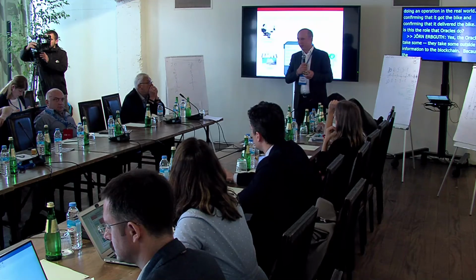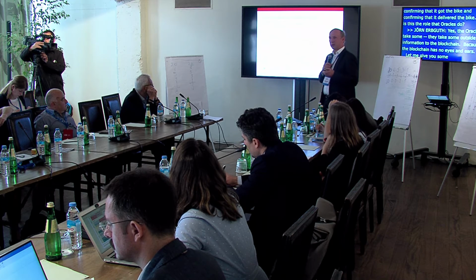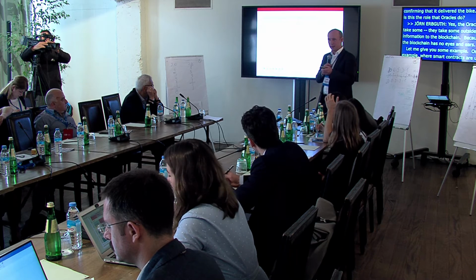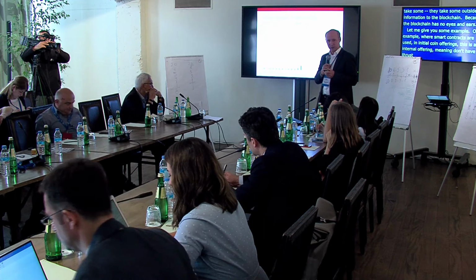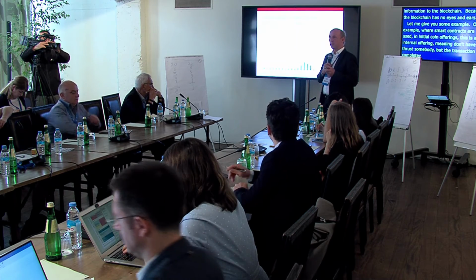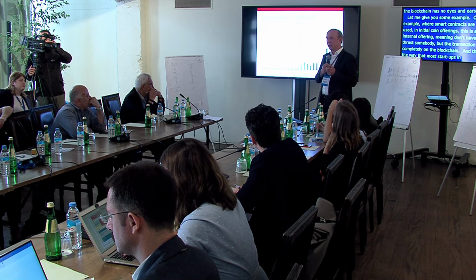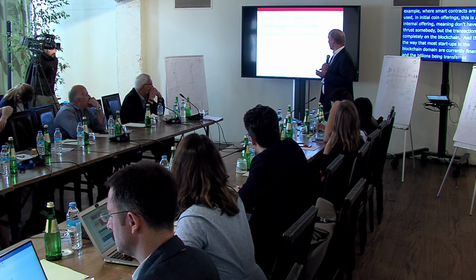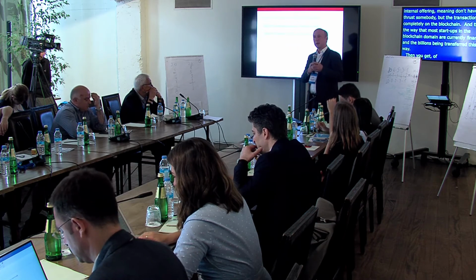Because the blockchain has no eyes and ears. Let me give you some examples. One example where smart contracts are used is initial coin offerings, meaning you don't have to trust somebody, but the transaction is completely on the blockchain. This is the way most startups in the blockchain domain are currently financed, and there are billions being transferred this way. Then you have, of course, the Bitcoin transactions that disintermediate banks.